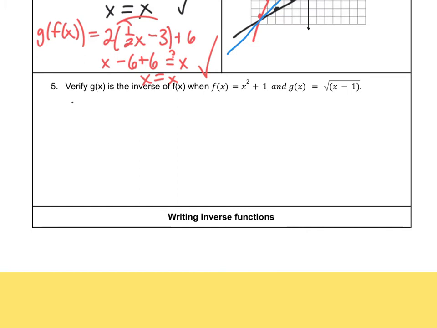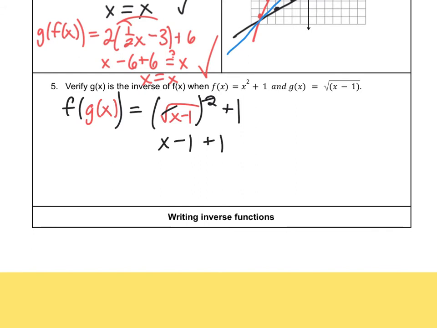All right, so first things first, we're going to do f of g of x. Plug g of x into f of x, and when we do that, we will get square root of x minus 1, squared, plus 1. Anytime I have something in a square root that is being squared, I know that those just cancel out to give me just what's left under that square root. I still have a plus 1 at the end. Does that equal x? It sure does. x equals x, that verifies out.